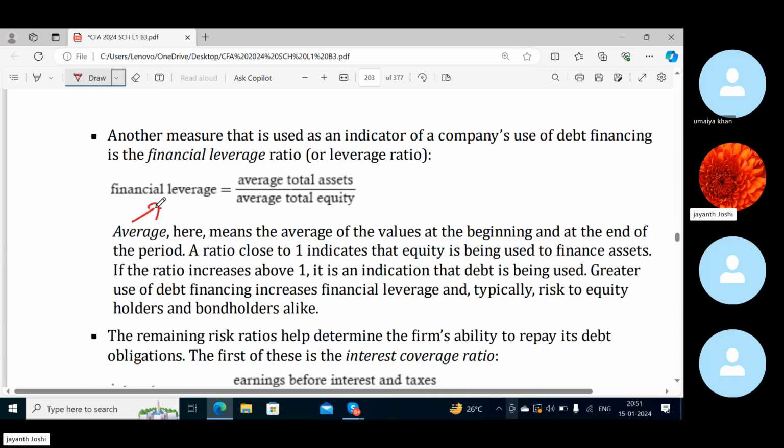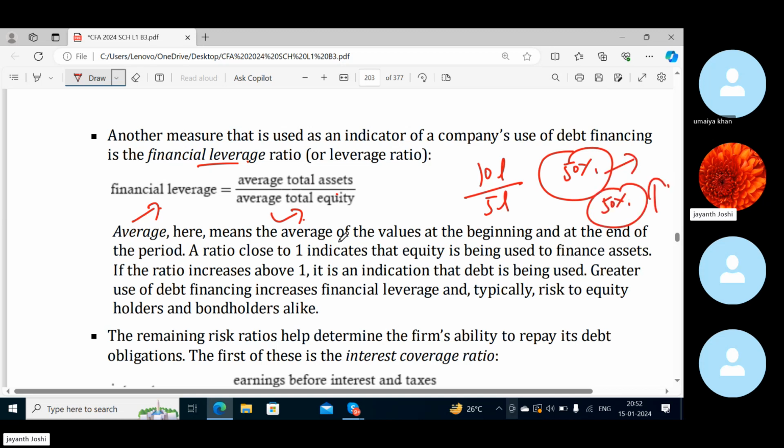Now, financial leverage. So financial leverage ratio, also called as equity multiplier. Okay. In certain other textbooks, what does it show? Average total assets by average total equity. Okay. So another measure that is used as an indicator of companies' use of debt financing is financial leverage ratio. Very simply, if my total assets are 10 lakhs, my equity is 5 lakhs. It shows 50% of my assets are funded by equity. That means 50% usage of debt. That's what this ratio tells, how much the company is reliant on debt finance. Okay. And again, if the debt finance increases, it's again risky for the entire business.